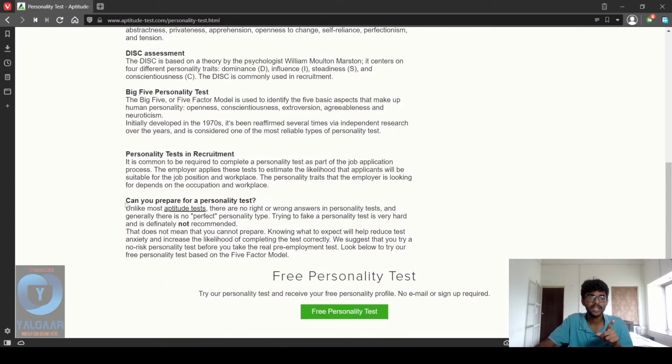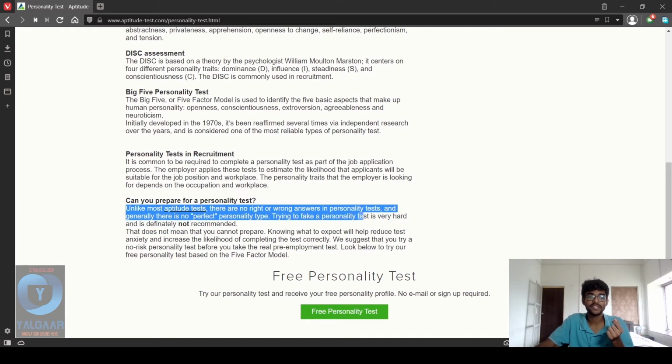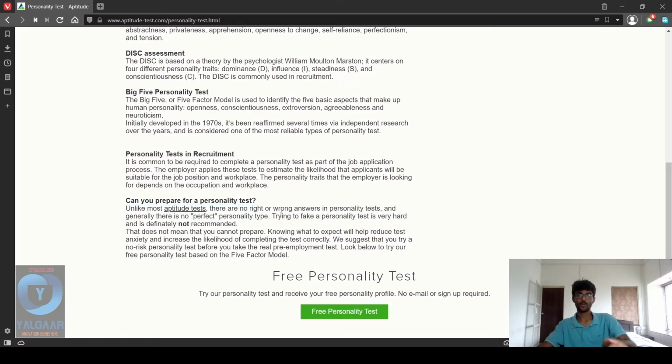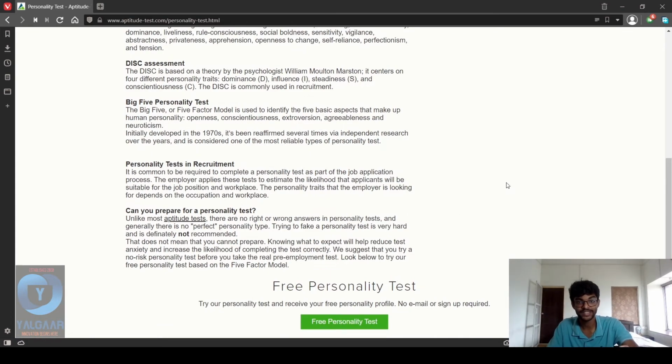And also one more thing, can you prepare for a personality test? Not really. Unlike most aptitude tests, there are no right or wrong answers in personality tests, and generally there's no perfect personality type. Trying to fake a personality test is very hard and is definitely not recommended. So what that means is, and this is something I've actually experienced on my own, a personality test has a very short amount of time per question. That means that when you are giving a personality test, you have to immediately give the first answer that comes to your mind. So they have a free personality test here. You don't even have to sign up and stuff like that. So I will be using this personality test.